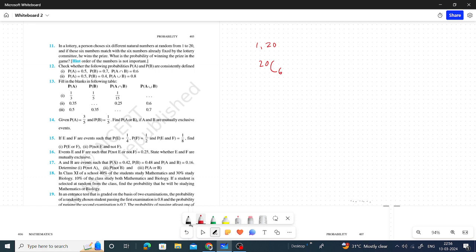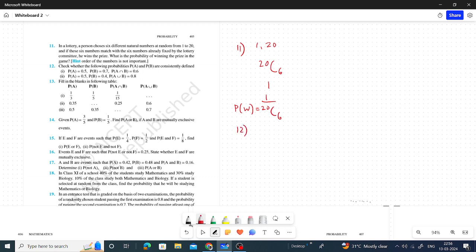So how many matches are possible? Since there is only one choice which will match, the favorable number is 1. So 1 out of 20C6, that is 1 by 20C6. So this is the probability of winning the lottery. Okay, that is the 11th question.